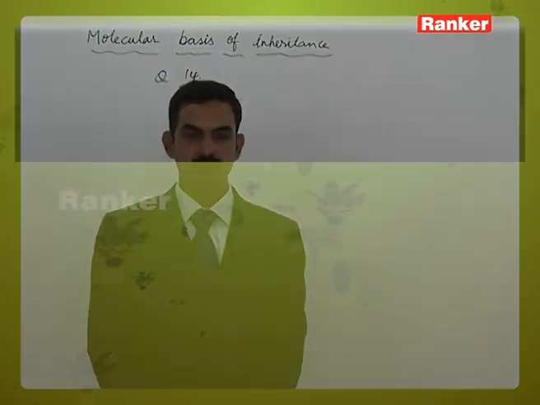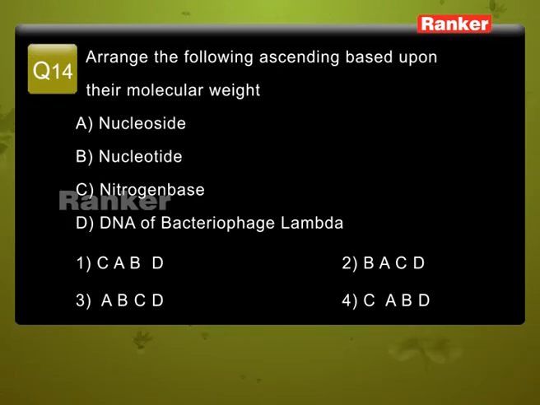Question number 14, arrange the following in ascending order based on their molecular weight. Options: A. Nucleoside, B. Nucleotide, C. Nitrogen base, D. DNA of bacteriophage lambda. The given options are: first, C, A, B, D. Second option, B, A, C, D. Third option, A, B, C, D. Fourth option, C, A, B, D.